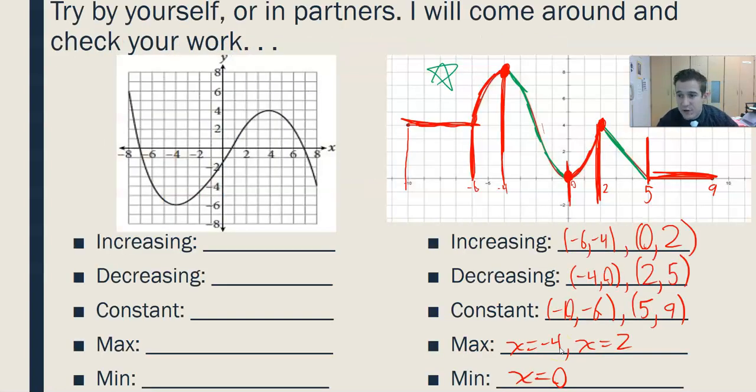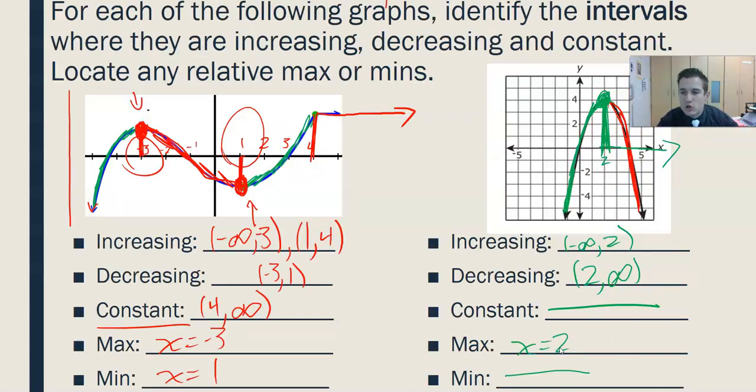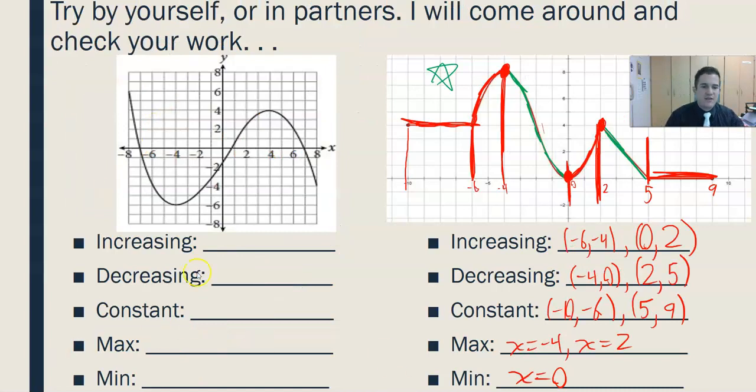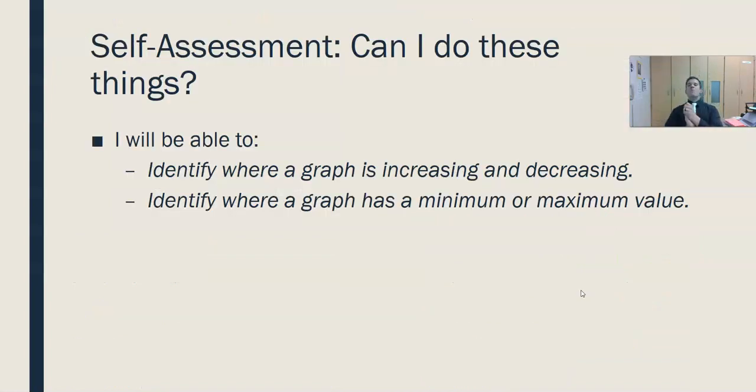So that's all I have for you. I would go back through this video, look at these different graphs. You could try this one on for size, practice identifying where it's increasing, decreasing, constant, and where a maximum and a minimum is. But I hope now you're better able to identify where a graph is increasing, where a graph is decreasing, and where a graph has a minimum or a maximum value.